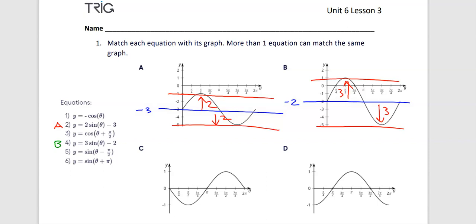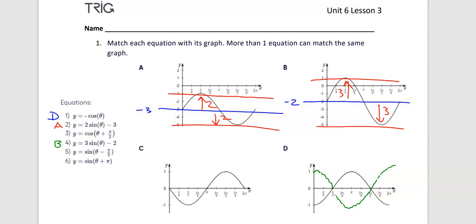When I look at graph D, cosine actually goes in reverse of what I'm seeing. So that means that this here is basically this graph being flipped over. So problem 1 is actually a cosine graph with a negative amplitude. So basically every answer is the opposite of what it was originally. So number 1 is graph D.